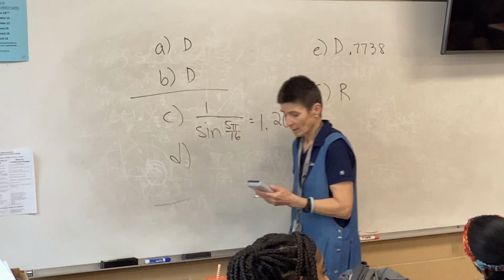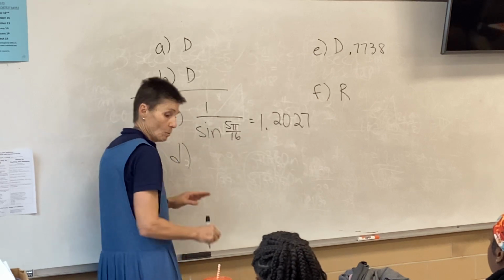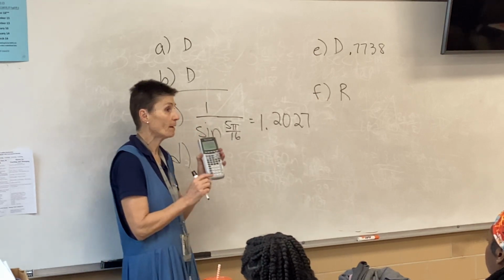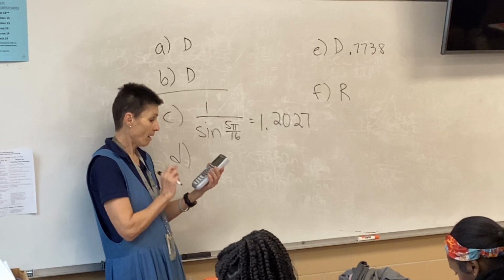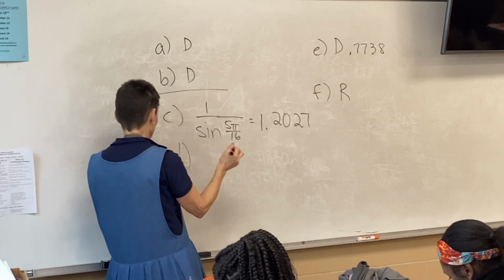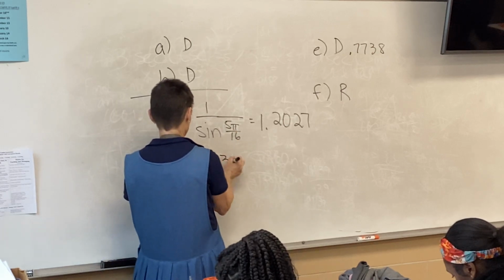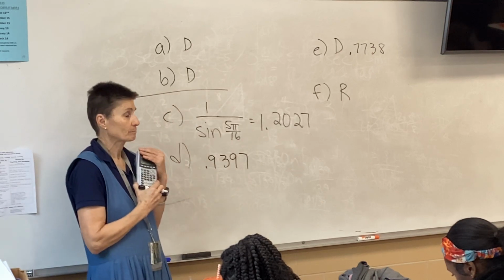All right, now we've got cosine pi over 9. Well, that's an easy one. I have a cosine button, so I'm just going to press cosine, second pi divided by 9, and hopefully you got 0.9397. That one's easy.